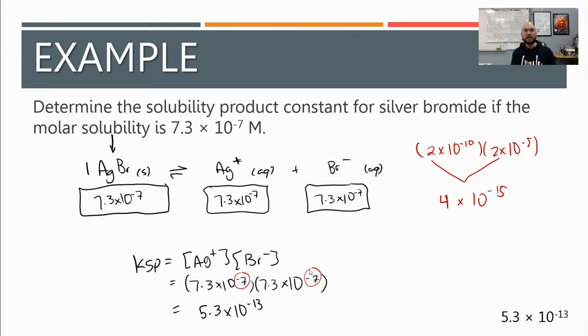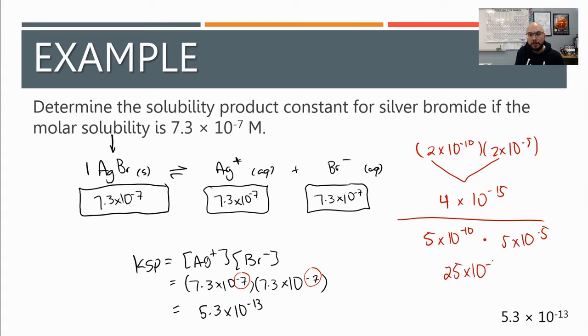But remember, scientific notation says there can only be one number in front of the decimal. So let's take a look at this one. Let's say we've got 5 times 10 to the negative 10 times 5 times 10 to the negative 5. What we're going to do here is 5 times 5 is 25 times 10 to the negative 15.